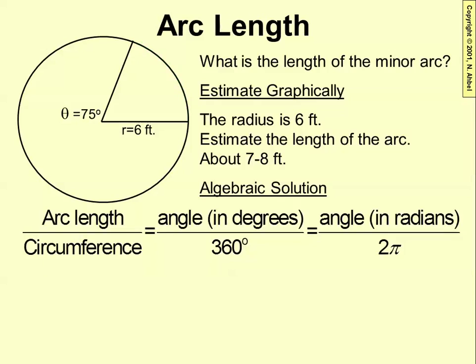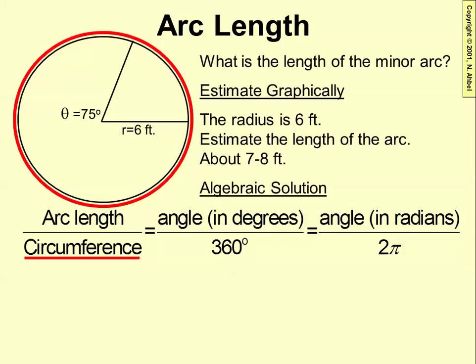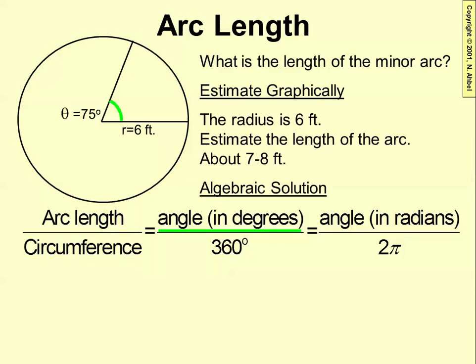So the algebraic solution is part is to whole, part is to whole. The arc length is part of the circumference to the entire circumference equals this angle, the central angle, to all the way around. If we were doing this in radians, we would do arc length is to circumference as angle is to 2 pi. But anyway, we're not doing it in radians, so we'll use angle over 360.